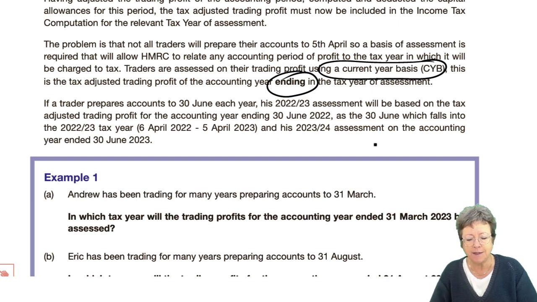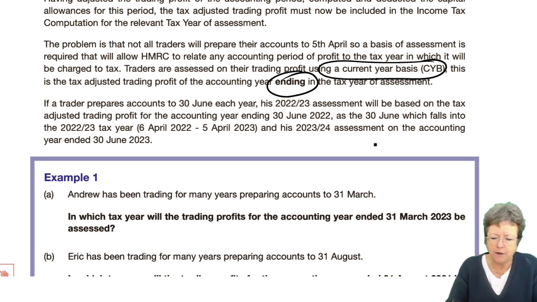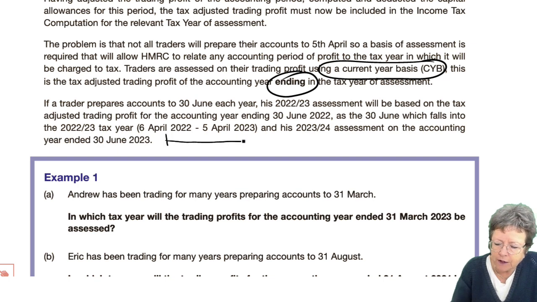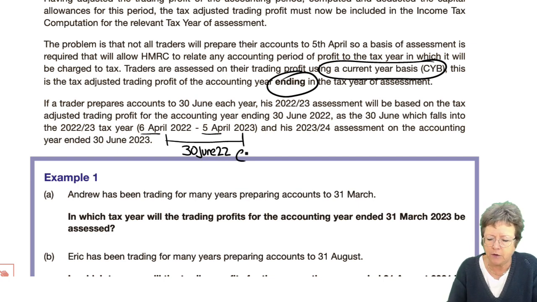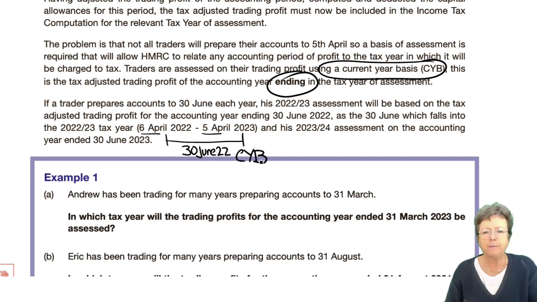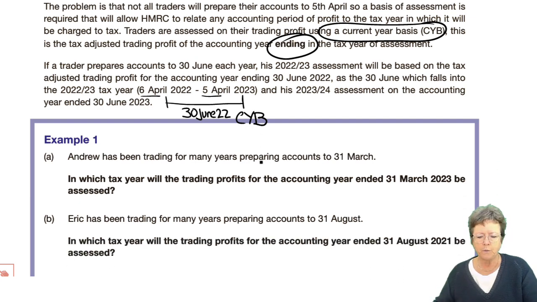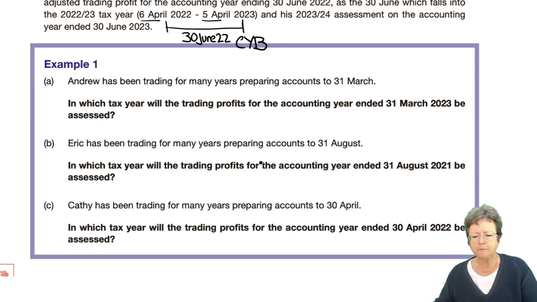All right. So if a trader prepares his accounts to the 30th of June each year, his 22-23 assessment will be based on the tax-adjusted profits for the accounting year ending the 30th of June 2022, as the 30th of June falls in that tax year. So that's our tax year from the 6th of April to the 5th of April, and the 30th of June 22 is between those two dates. So that is what's known as a current year basis. Seems simple so far. Go with it.